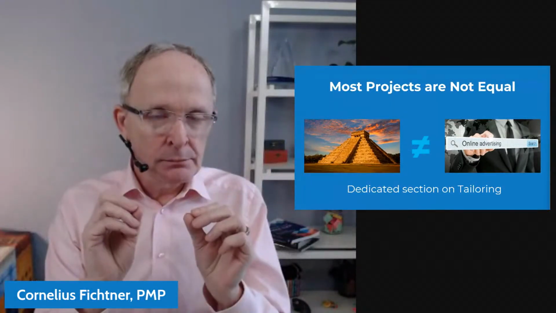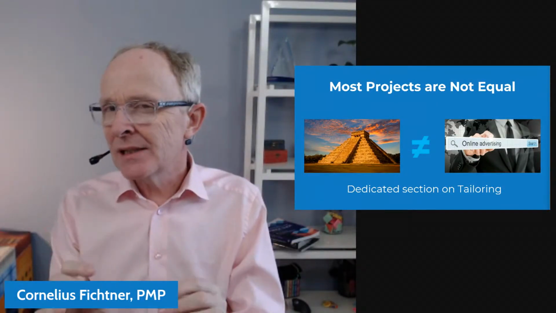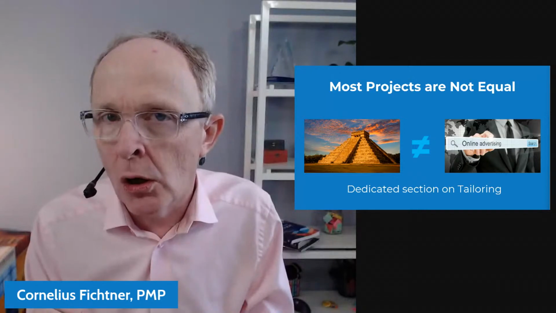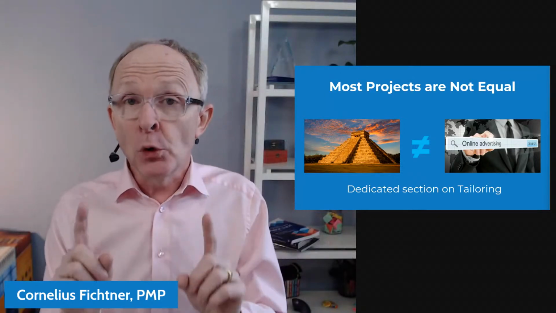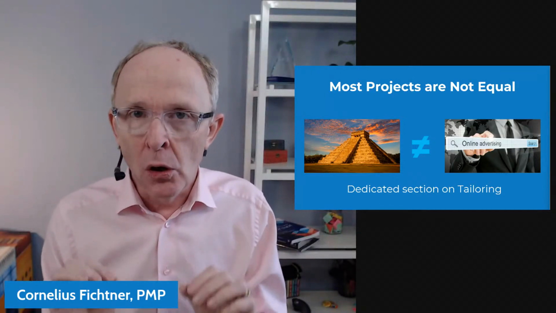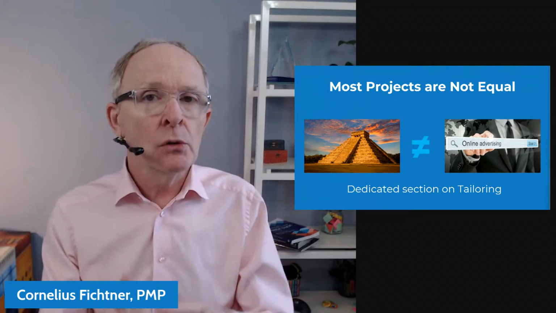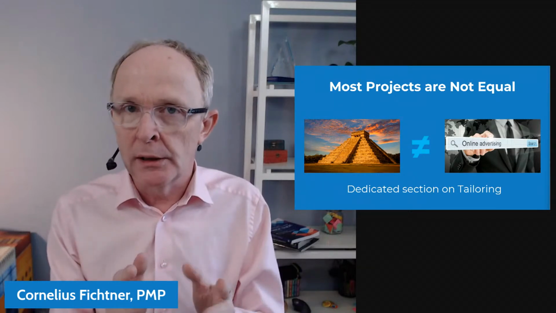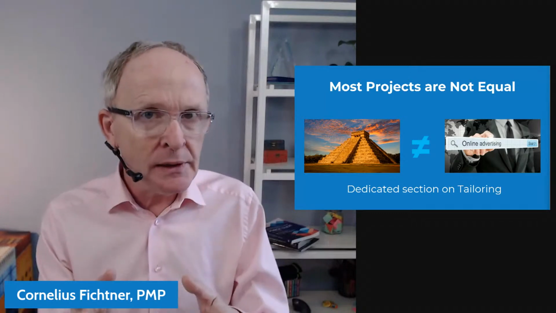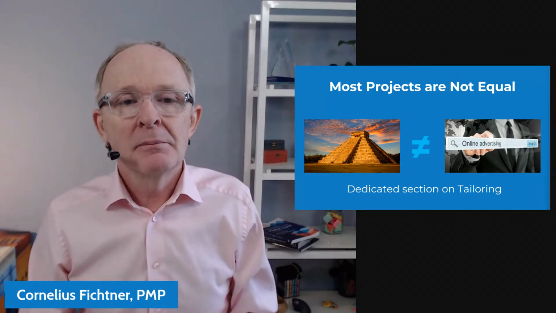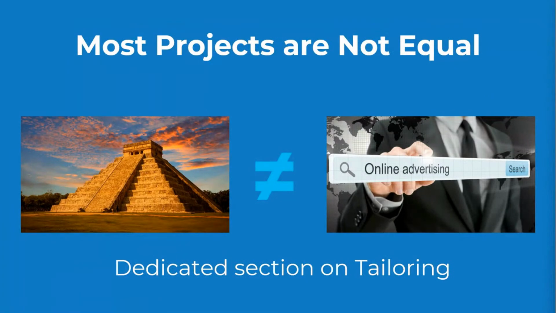And this is important. This section is about 20 pages long, which is a full 10% of the PMBOK Guide. So 10% of the PMBOK Guide discusses tailoring and the fact that projects are not all equal. We have large projects, we have small projects. You have to tailor your approach to your project needs.